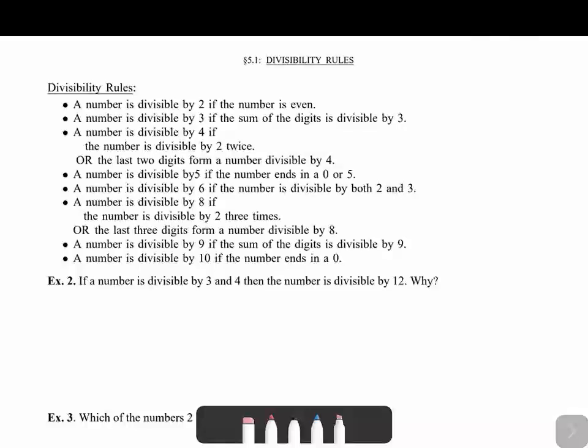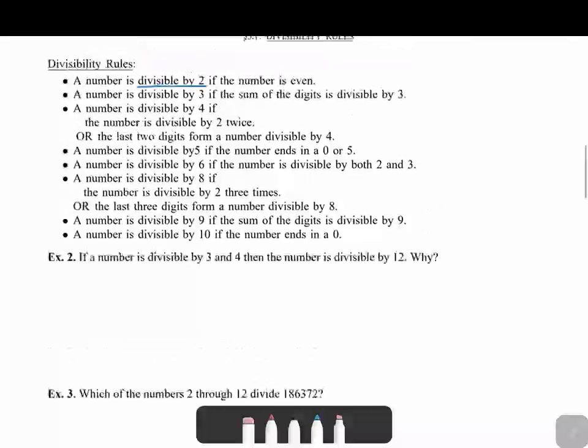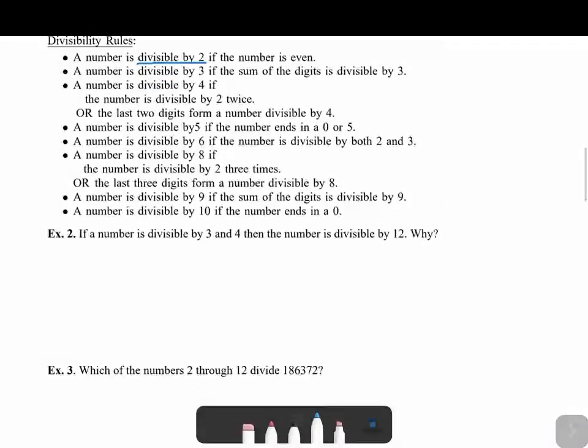So actually, as we go through these divisibility rules, I'm going to underline them as we go through them, and then we're going to check this number down here, 186,372. So we're going to go ahead and do this example 3 as we go along. So I recognize this is kind of out of order, but that's okay.